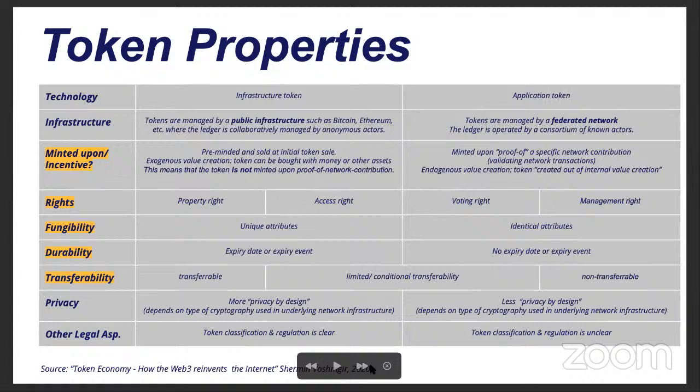Bitcoin is minted upon proof of work, when you contribute work for the network, right? Steem Power is minted upon the proof of your contribution to a post in the network, or curation in the network. The CO2 token in Vienna is conceptualized to be minted upon proof of, if you can prove that you reduce CO2, then the token is minted.